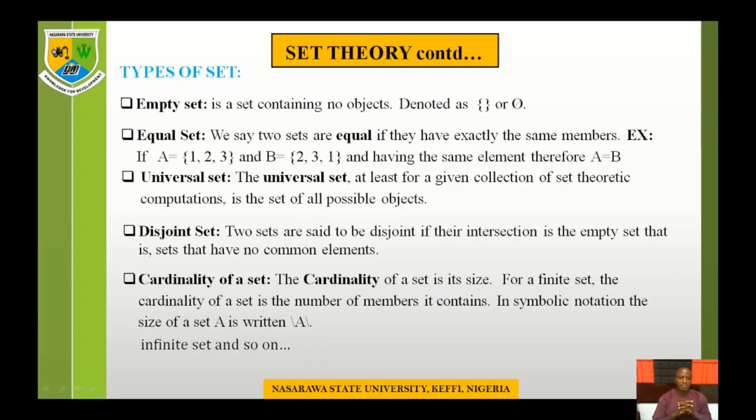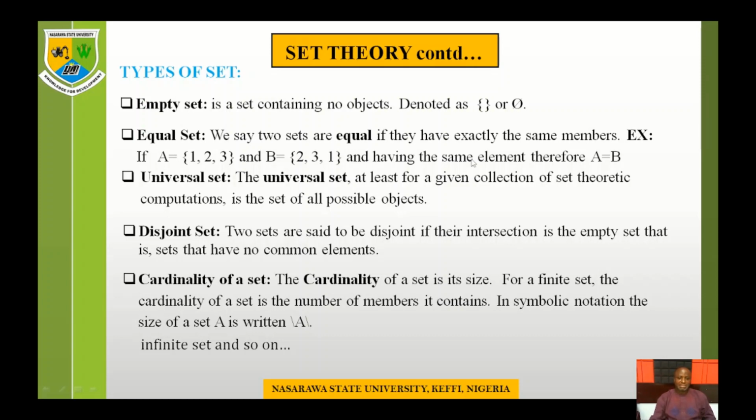Equal sets. We say two sets are equal if they have exactly the same members. Example, if A equals 1, 2, 3 and B equals 2, 3, 1, the arrangement does not matter. If they contain the same number of elements, the same type of elements, we say these sets are equal. So we say that A is the same thing as B.